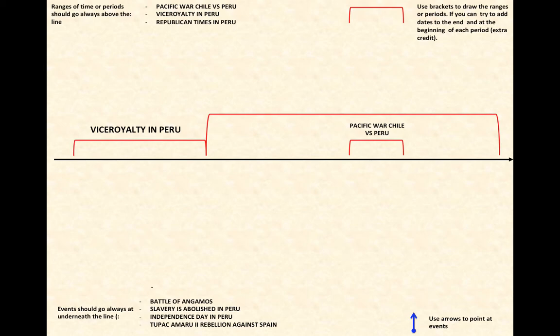So you can see how you can have even ranges inside of ranges. That's totally okay. But what you have to do is try to keep a pattern. Once you place the titles on the top, always place the titles on the top of the ranges.